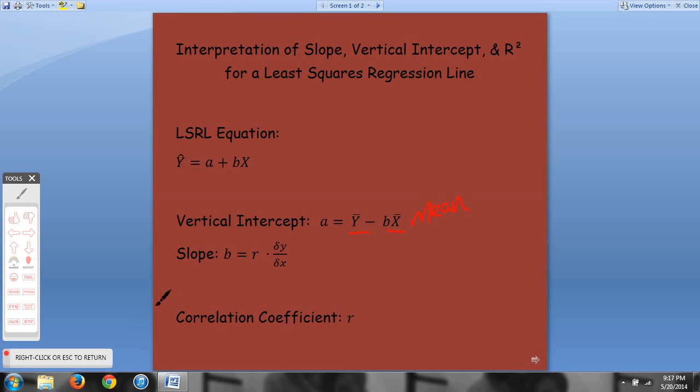Okay, so we move on to your slope, which is your b in your least squares regression line equation. It is equal to your correlation coefficient times the standard deviation of your y divided by the standard deviation of your x. Again, I just want to give a basic background of the least squares regression line equation. So it is time to move on to a practice problem.